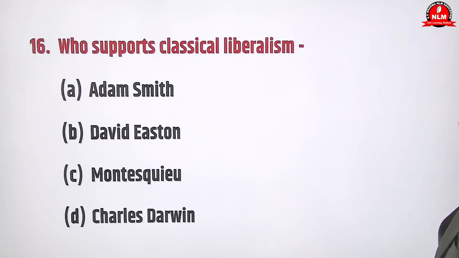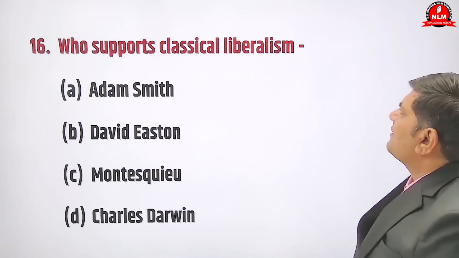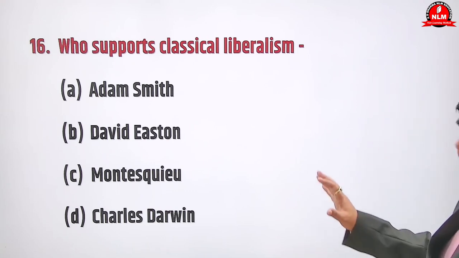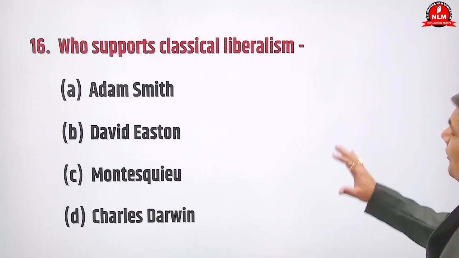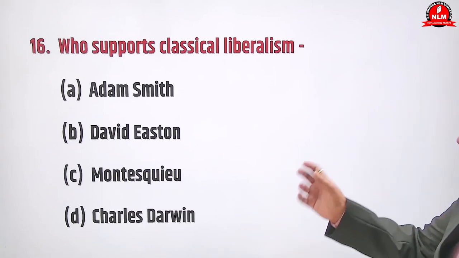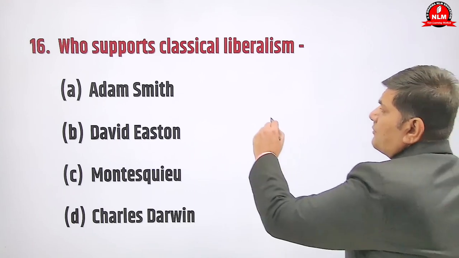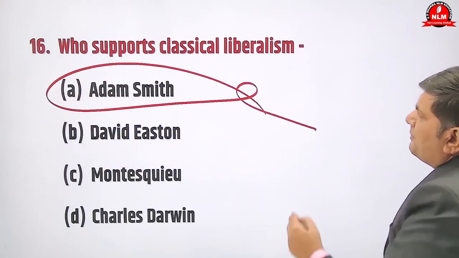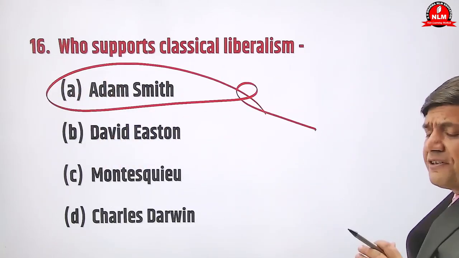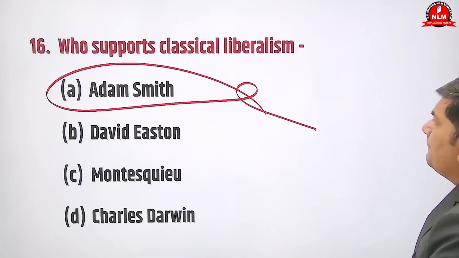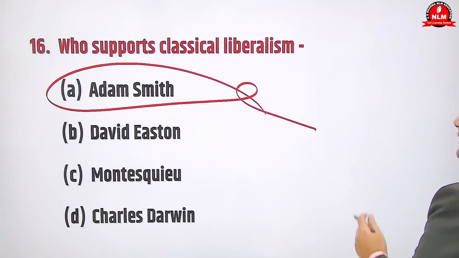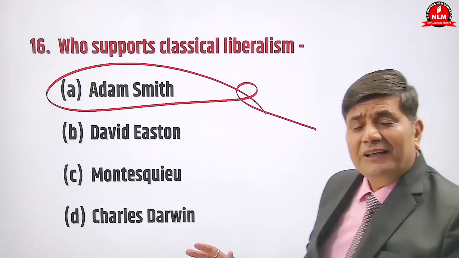Now question number 16. Who supports classical liberalism? As you know, friend, classical liberalism believes in free competition, free economy. So the correct answer is A, Adam Smith; B, David Stern; C, Montesquieu; D, Charles Darwin. The correct answer is Adam Smith. Adam Smith is a famous classical liberal thinker. He believed in free economy. His famous book is Wealth of Nations.